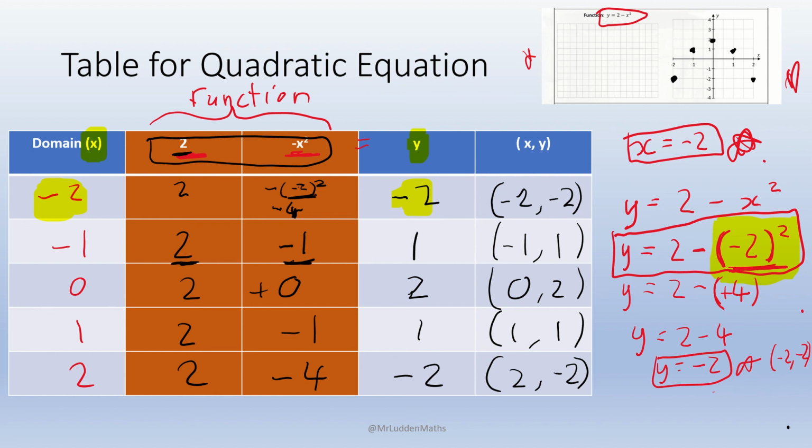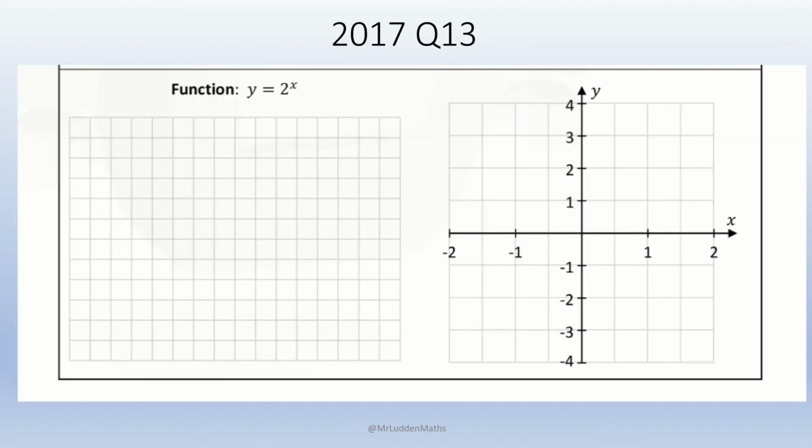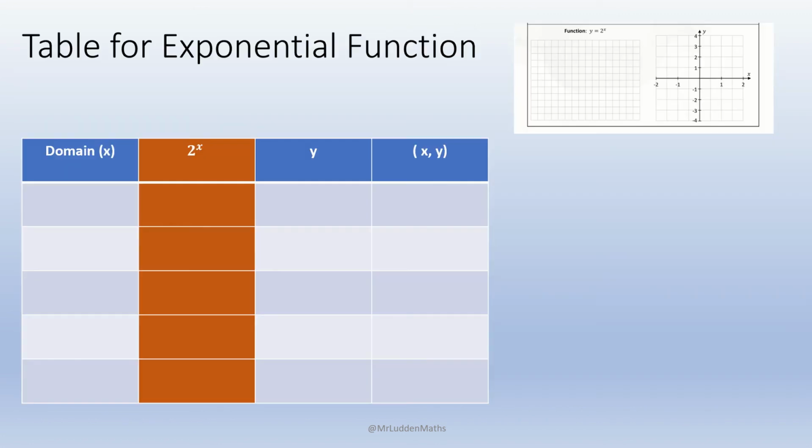Okay, that's your quadratic. Last one here, your function y is equal to 2 to the power of x. Again, for this one, like my quadratic, I'm going to use a table because it's not a linear function. So my table is going to look something like this. My domain, my function, my y, and then I've got my column for my points at the very end. So again, my domain is going to be -2, -1, 0, 1, 2, and 2 to the power of x.